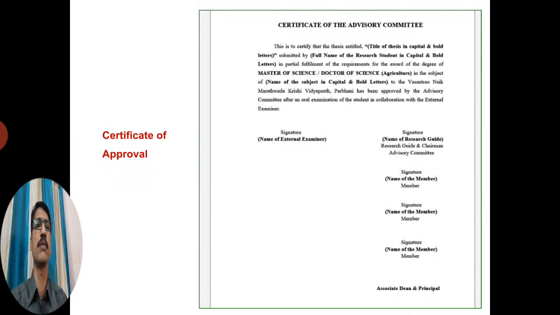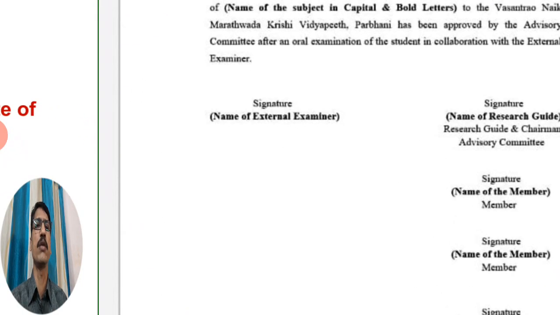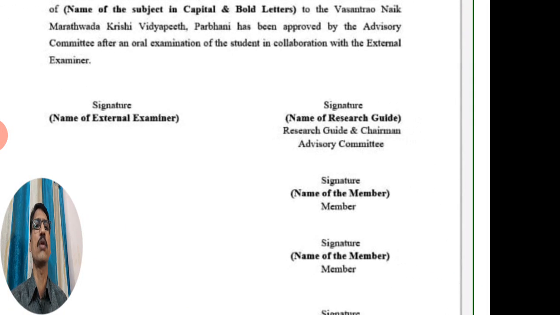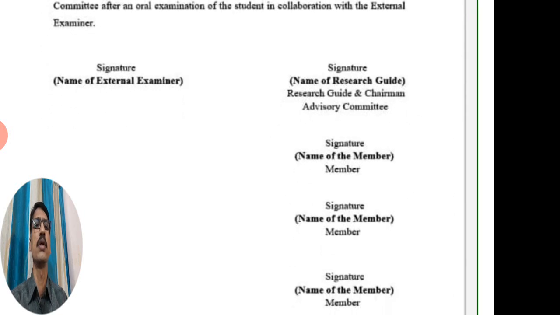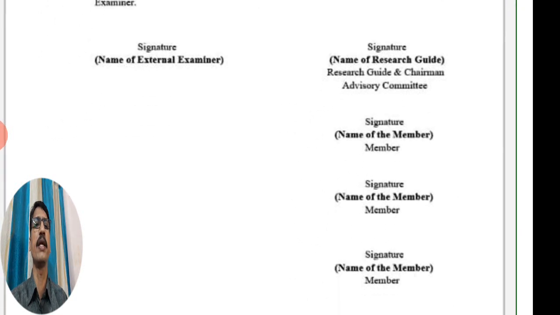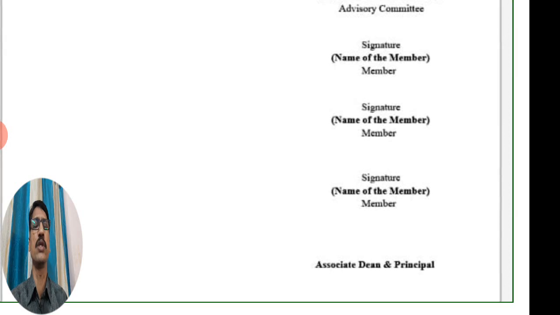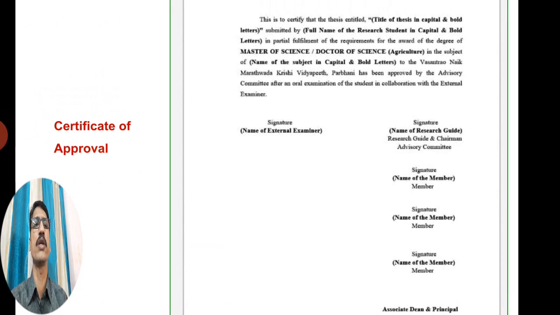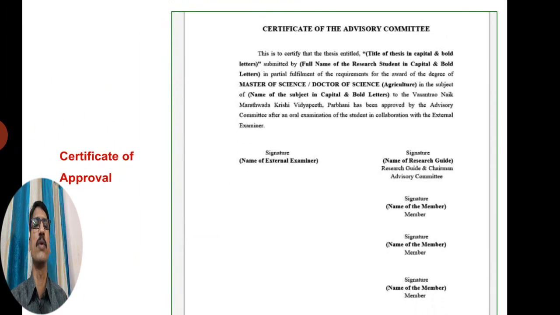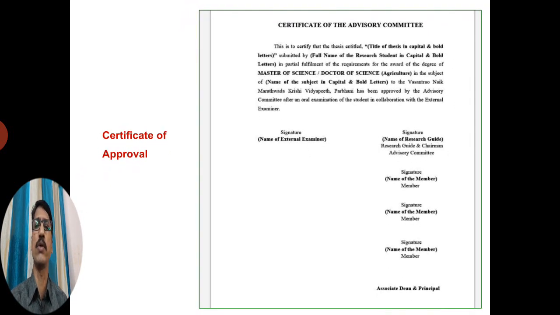Then the signature of the external examiner, then the signature of the research guide, then the signature of the advisory committee member, and at the end the signature of the associate dean and principal. This is the certificate of approval of the advisory committee, which is given after the viva voce of the student.